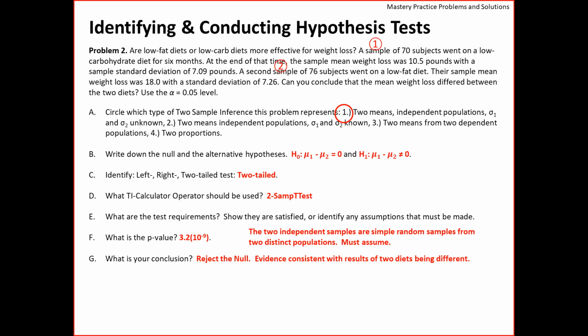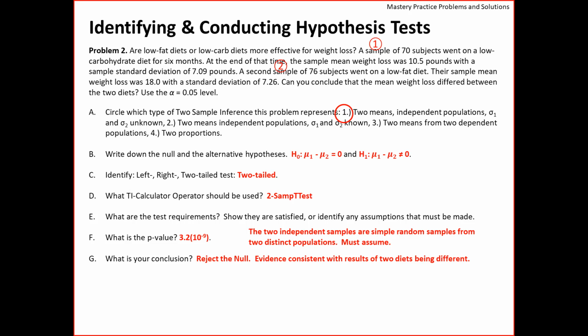It says, are low-fat diets or low-carb diets more effective for weight loss? A sample of 70 subjects, and I'm going to call that sample 1, went on a low carbohydrate diet for 6 months. At the end of that time, the sample mean weight loss was 10.5 pounds with a sample standard deviation of 7.09 pounds. A second sample, calling that 2, of 76 subjects went on a low-fat diet. Their sample mean loss was 18 with a standard deviation of 7.62. Can you conclude that the mean weight loss differed between the two diets?